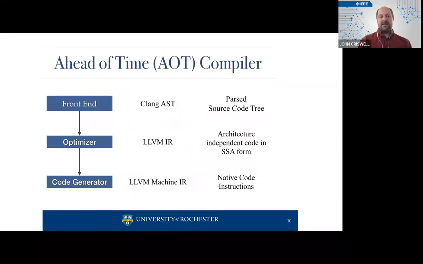Now, the Clang AST represents a program in its source code form. So it contains data structures that represent for loops, while loops, if statements, the ternary operator, if you're familiar with that, the question mark colon thing. It even contains nodes in the abstract syntax tree for comments. So it actually records all the comments in the source code. And so what you get is an abstract syntax tree, which represents the source code of your program.